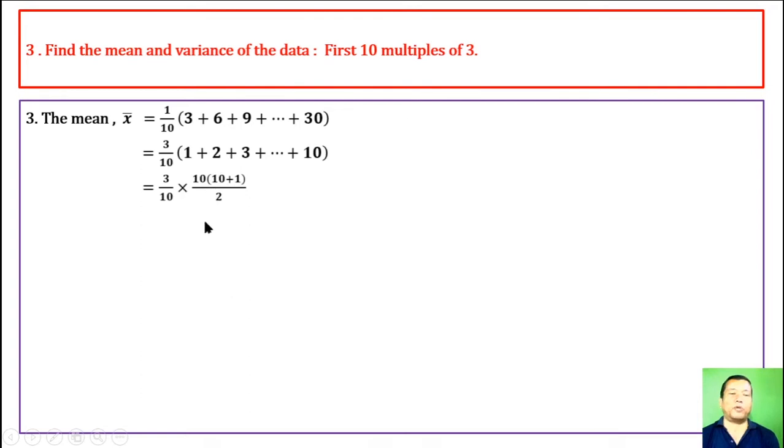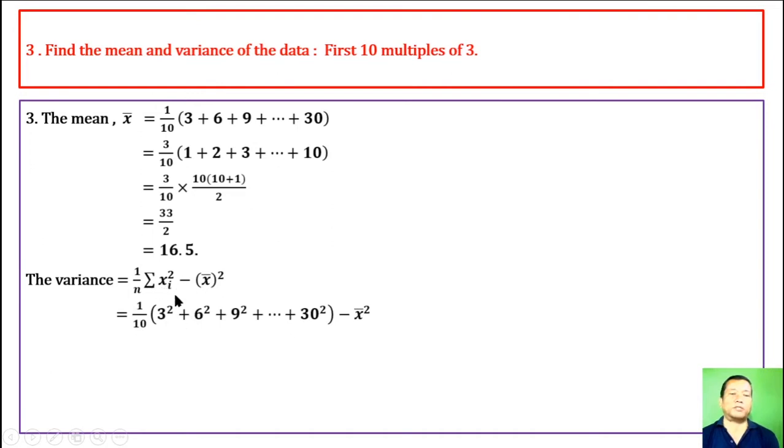Applying the appropriate formula, we cancel and get 16.5. Now we find the variance, whose appropriate formula is this. We use 3 square plus 6 square plus 9 square up to 30 square, and x bar remains unchanged. Taking out 3 square, that is 9, the remaining is 1 square plus 2 square plus 3 square up to 10 square. We use the formula 10 times 10 plus 1 times twice of 10 plus 1 by 6. Using x bar as 16.5 and its square, we simplify and get 74.25, which is the variance.